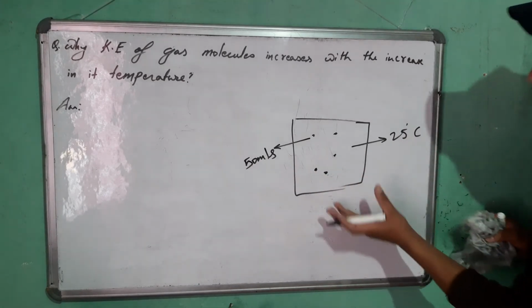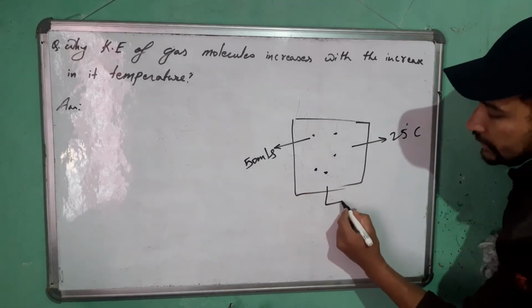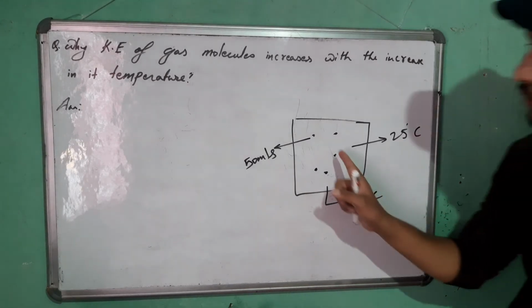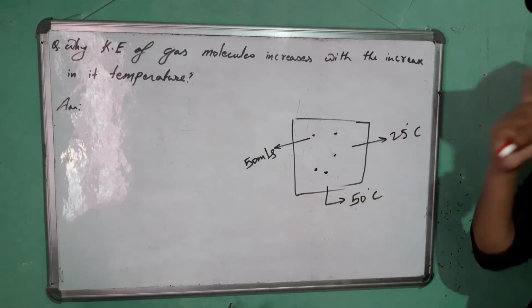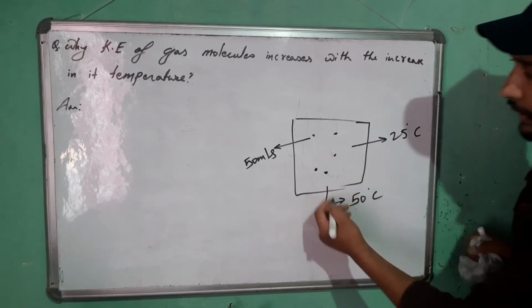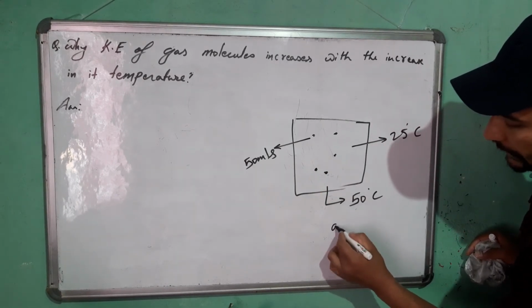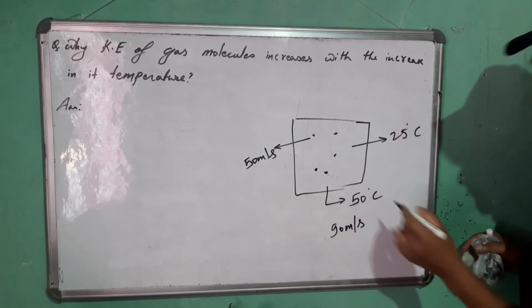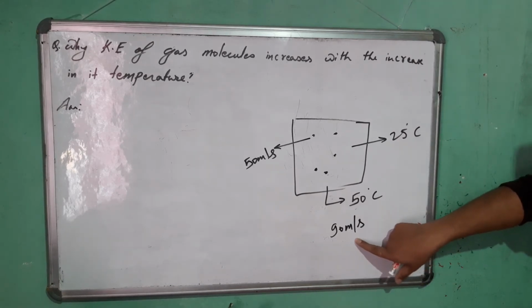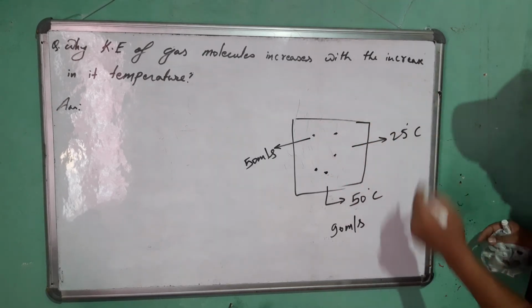Now if I increase the temperature of this gas to 50 degrees Celsius, then the random motion of these gas molecules also increases. That means the velocity of the gas molecules increases, and let the new velocity be 90 meter per second. Then now kinetic energy, see, it increases.